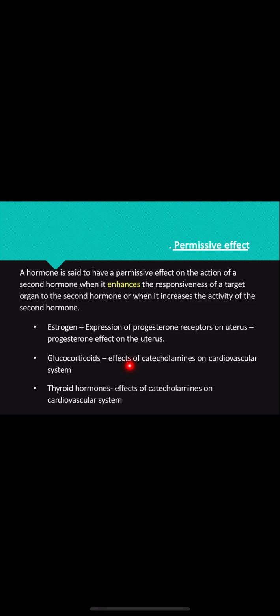One example is that parathyroid hormone cannot work without vitamin D. Vitamin D enhances the parathyroid hormone's action of removing calcium from bones. Then the glucocorticoid effects on catecholamines in the cardiovascular system. Then thyroid hormone effects on catecholamines in the cardiovascular system. So these are some hormones that have this permissive effect. They enhance each other's effect.